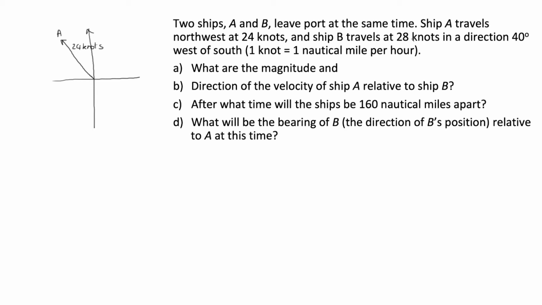And ship B travels at 28 knots in a direction 40 degrees west of south. Okay, so ship B is traveling like this. This is 28 knots. And this is 40 degrees here towards the west. So this is west, this is east, this is north, and this is south. And we're told that 1 knot is 1 nautical mile per hour.